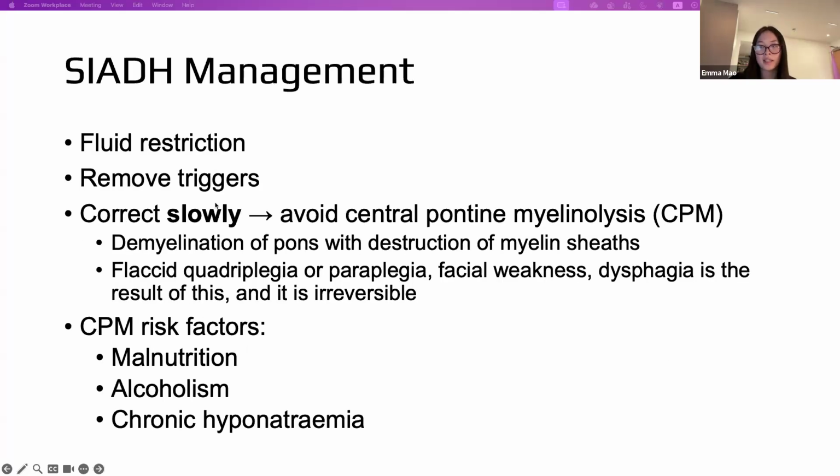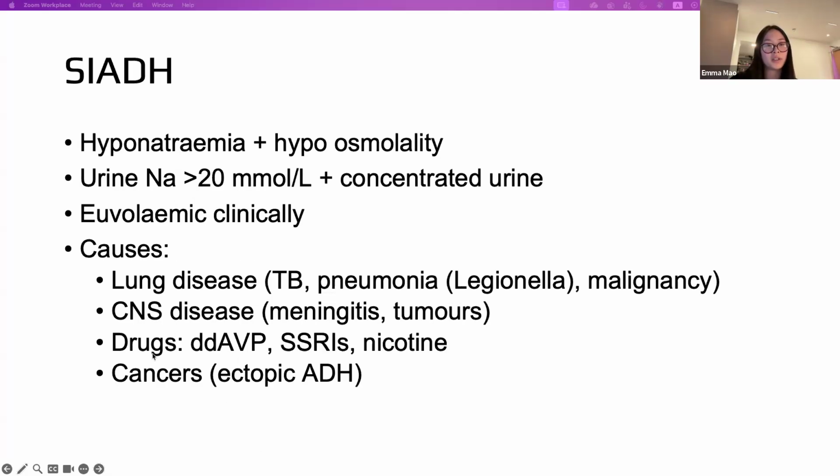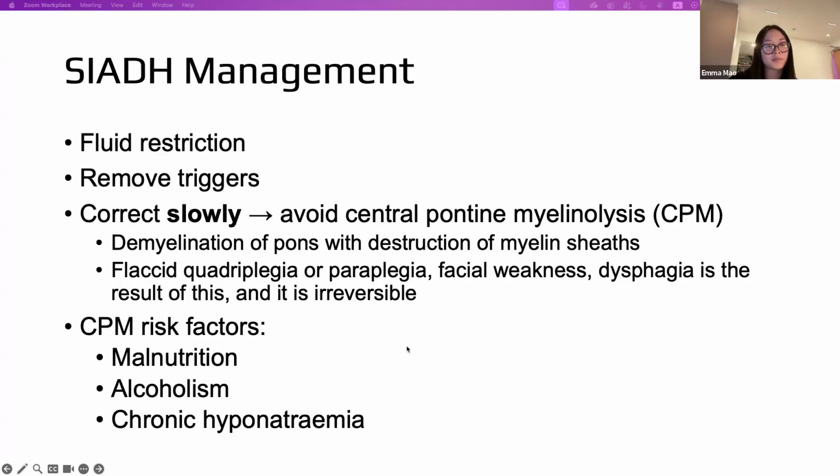Okay, and then the management of SIADH is fluid restriction, so remove the triggers. So I guess you have to treat the causes of it, and removing triggers means stopping the drugs. And then it's important to correct slowly, so you can't give them too much sodium because you can lead to central pontine myelinolysis, which is the demyelination of the pons with the destruction of myelin sheaths, which is bad.